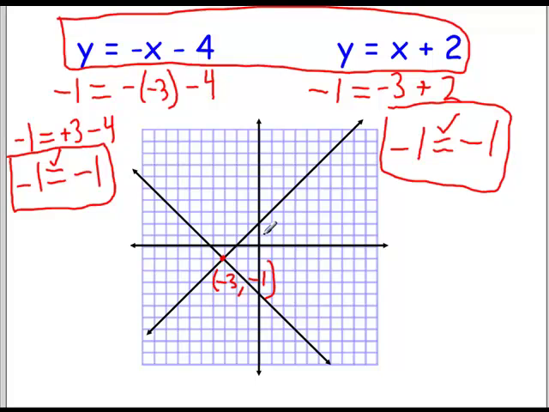If we pick the point 0, 2, for instance, this is not a solution to the system of equations. It will work for this line, right? It will be 2 equals 0 plus 2, which is 2 equals 2, which is true. But if you plug it in here, it's going to be 2 equals 0 minus 4. That's not true, because it's not the intersection point.